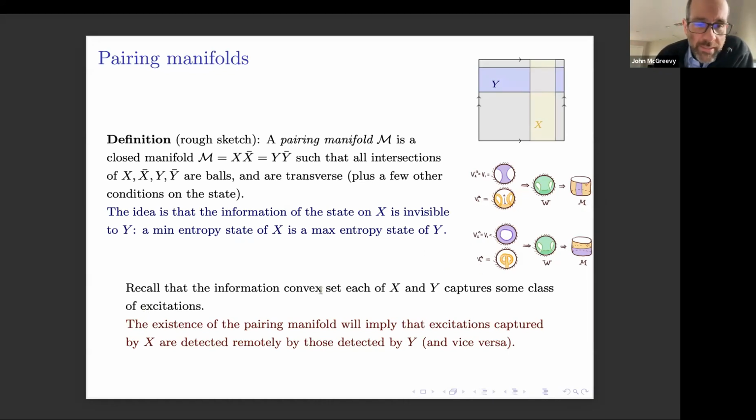The key idea is that the information convex sets of X and Y each capture some class of excitation, and the existence of a pairing manifold pairing X and Y will imply that the excitations captured by X are detected remotely by those detected by Y, and vice versa.